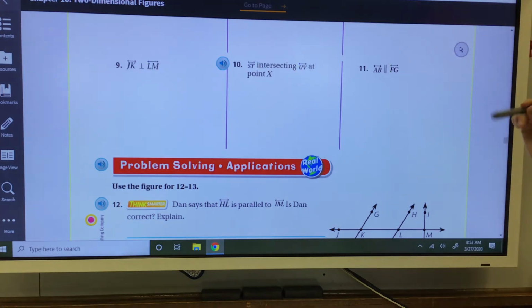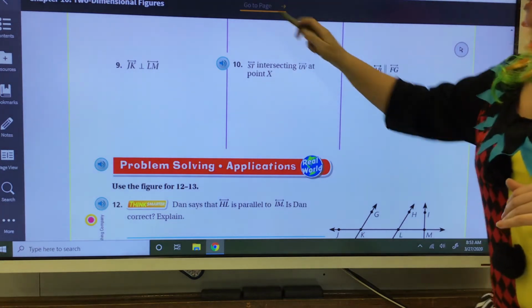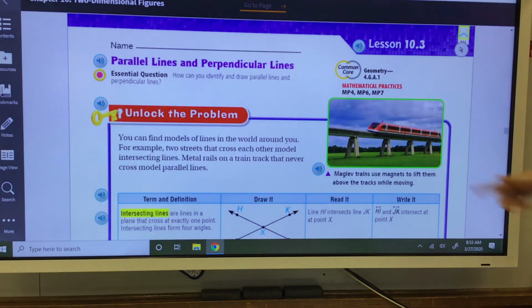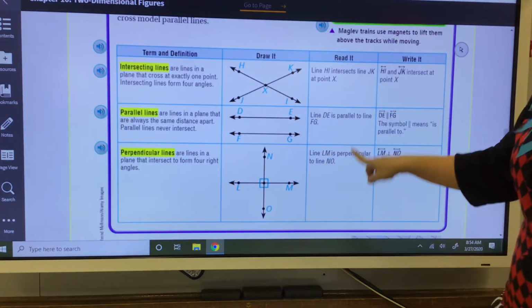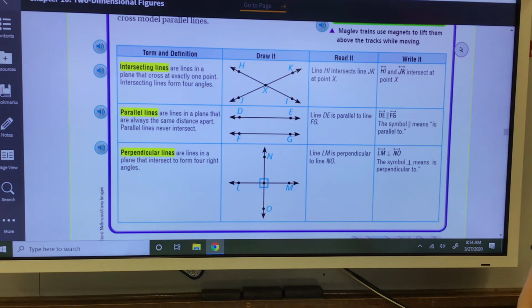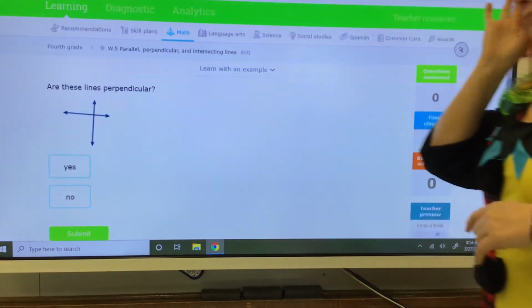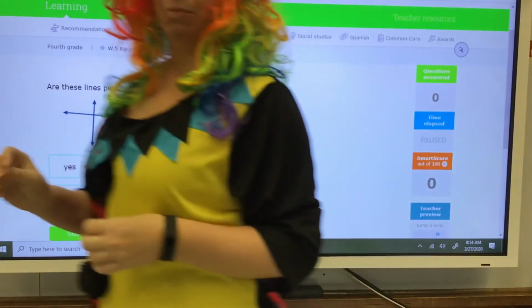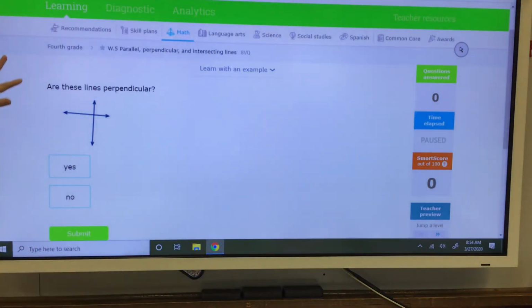Okay, now I know lines can be a little tricky, which is why you are going to keep page 561 handy so you can use it when it comes to IXL. IXL is W5. You have 35 questions. Some of them are going to ask you if the lines are perpendicular. They're going to be yes/no questions, and some of them are going to ask you to pick what kind of lines they are.